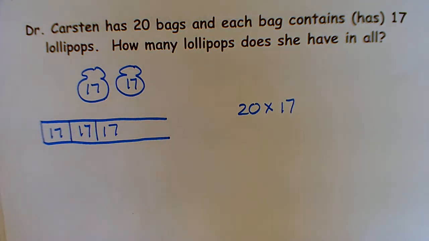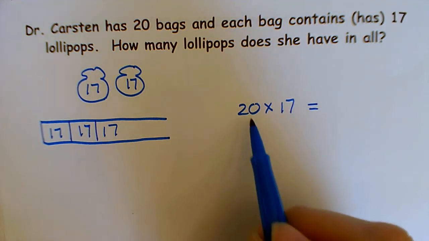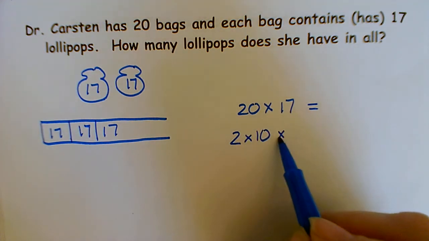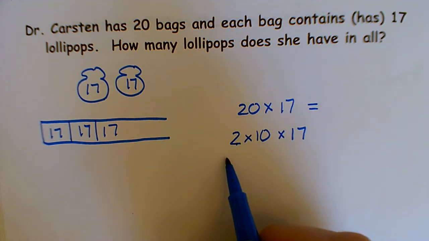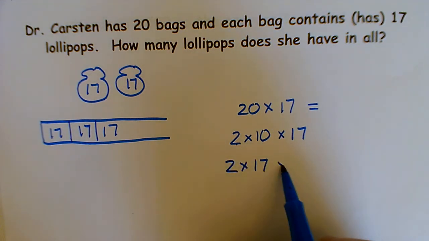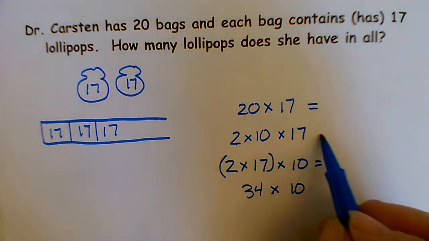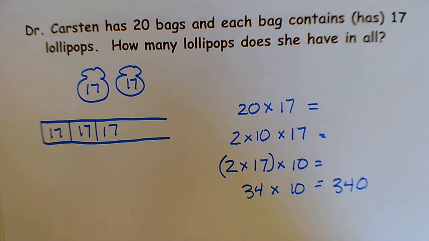Well, one thing you can do is that you could pull this apart or decompose 20 into 2 times 10 and then have times 17. And then if you're good at this, you could say, oh, well, 2 times 17. I can use the commutative property and move things around. So I'm going to say 2 times 17 times 10, and then I'm going to associate these two. So I'd have 2 times 17 is 34, and then times 10 means that I just have to take that 34 and add a 0 on, and that's our zero trick.